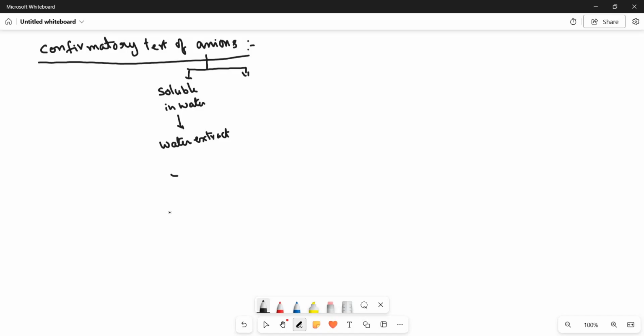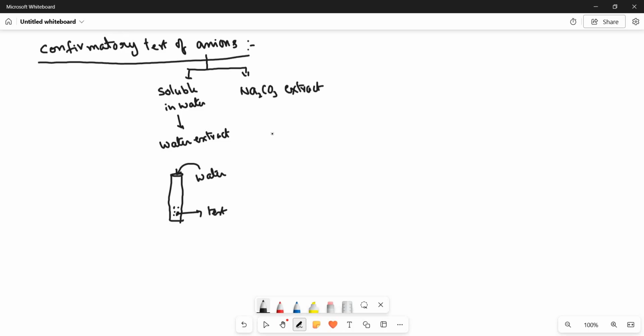Water extract means we take some test tube, place some amount of the salt into it, and add the water. That is called the water extract, and the solution is used for the testing purposes. If the salt is not soluble in the water, then we have to prepare the Na2CO3 extract, that is sodium carbonate extract.